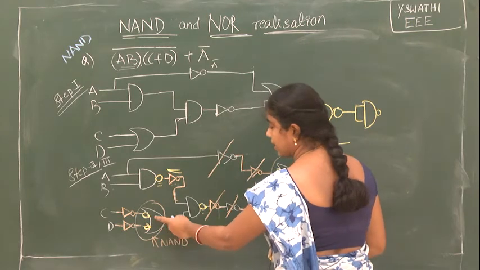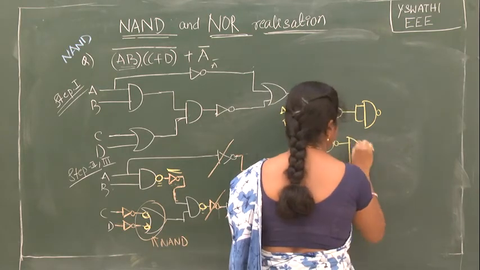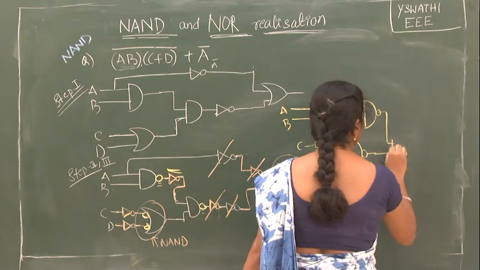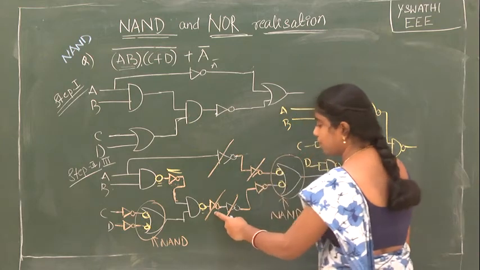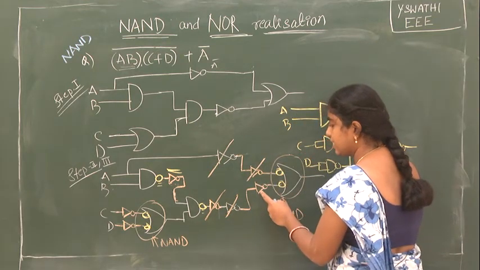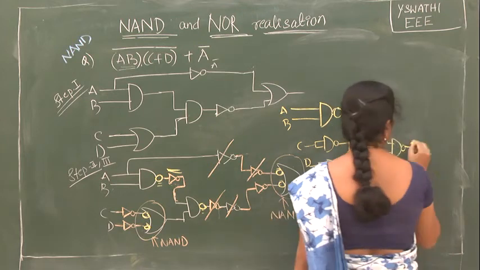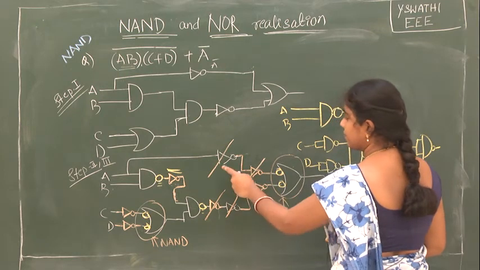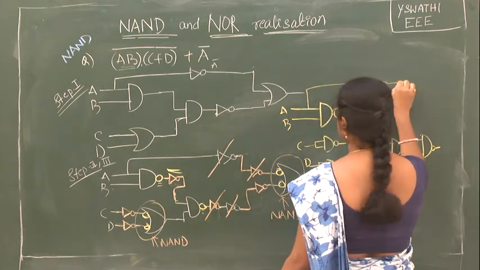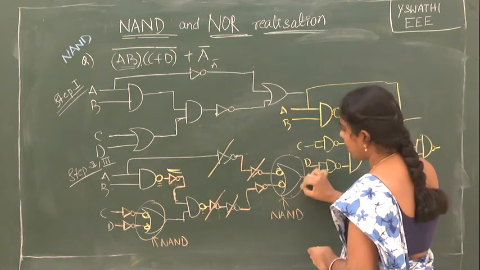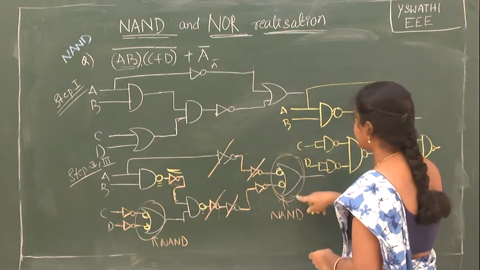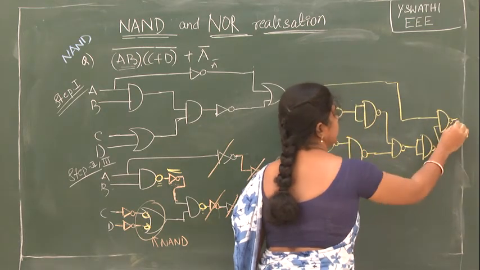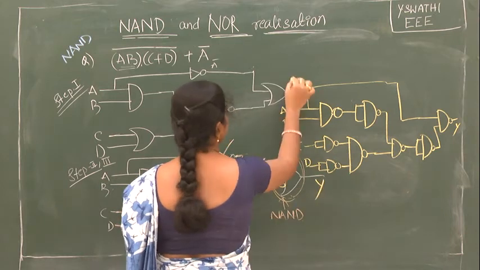And this bubbled OR gate can be represented with a NAND gate, and these two are NANDed again. Okay, and we are dropping these two inverters, and this inverter can be represented again with a same input NAND gate. Okay, and A is coming like this. And this bubbled OR gate can be represented with a NAND gate. So these two are represented with a NAND gate. This is our output Y.